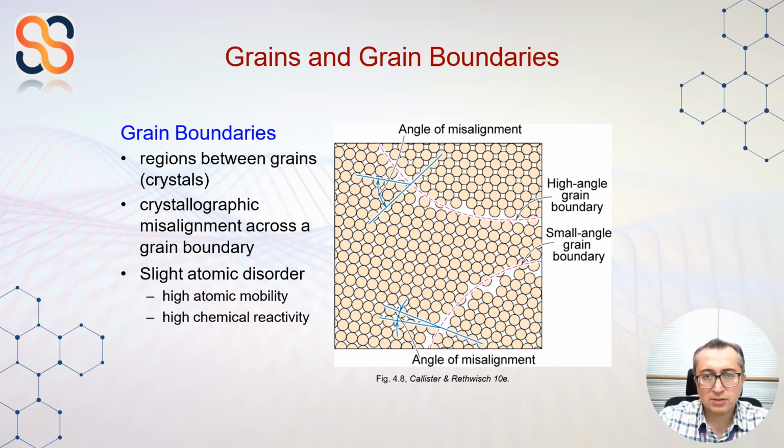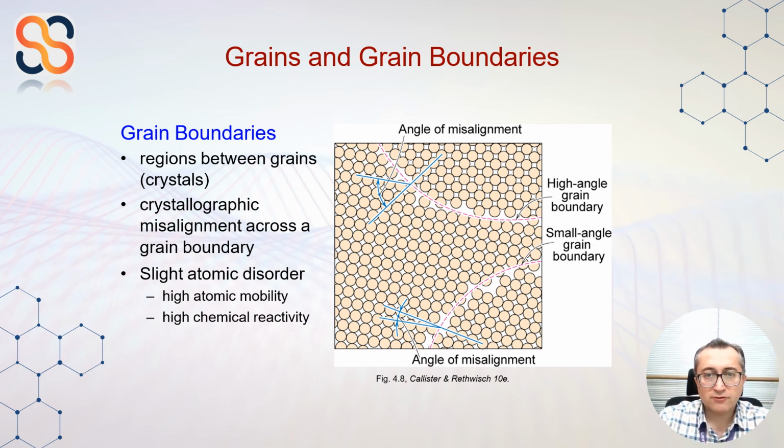This atomic disorder is actually significant. It leads to high atomic mobility. At grain boundaries, atoms can move around more easily compared to inside the grains. This can affect how the material responds to stress or heat. And high chemical reactivity. The disorder at the grain boundaries can make these areas more reactive chemically. So, this is why grain boundaries can be important sites for processes like corrosion.